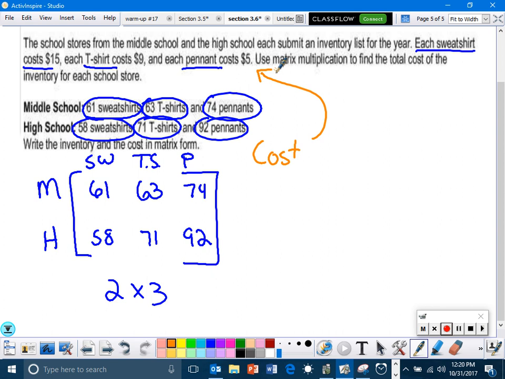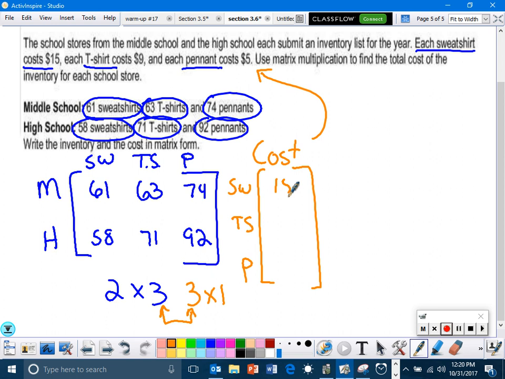Now the cost, in order for this to work, ladies and gentlemen, we're going to need a 3 here in order to multiply these together. So that means the 3 is going to look like this. It's going to go sweatshirts, t-shirts, and pennants. And it's only going to be one row because it's the cost. So the sweatshirts are 15, the t-shirts are 9, and the pennants are 5. Again, you had to set it up so you could multiply them. You have to have the column and the row match. All right, so here we go.